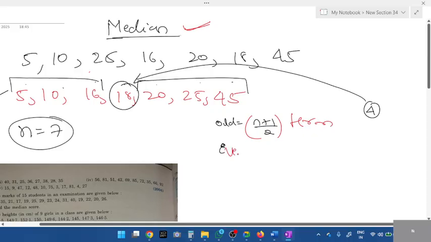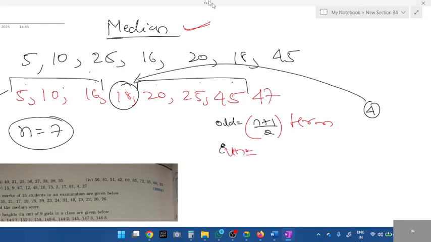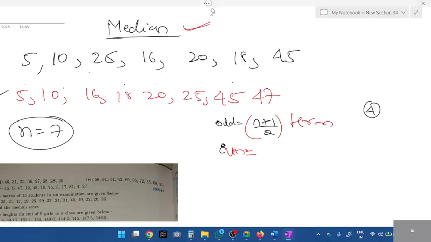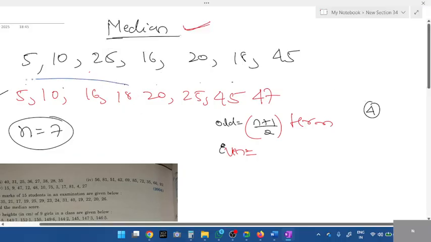Next, even number. Let me add 47 here. Now, how many numbers are there? 7 or 8? Total, how many observations are there? 8. So this side it is 4 and this side it is 4. Middle, do we have any value in the middle? No. Then we take these two numbers.